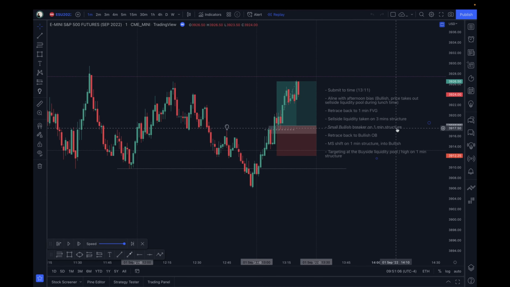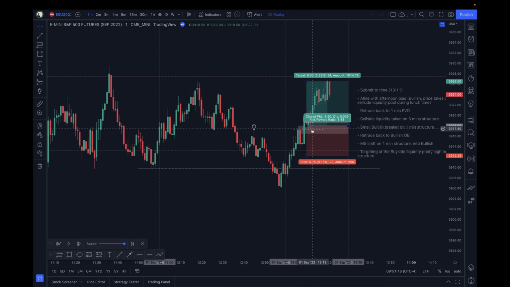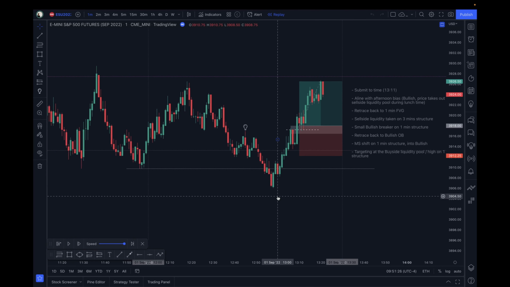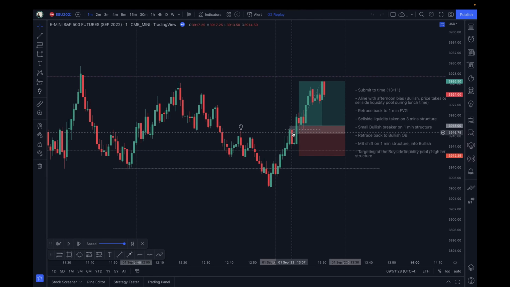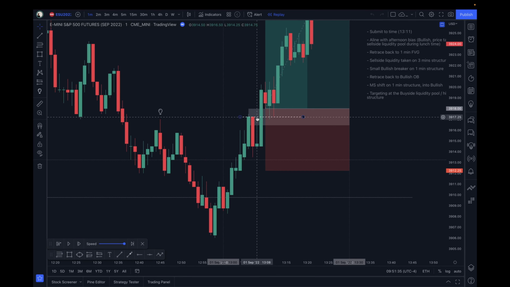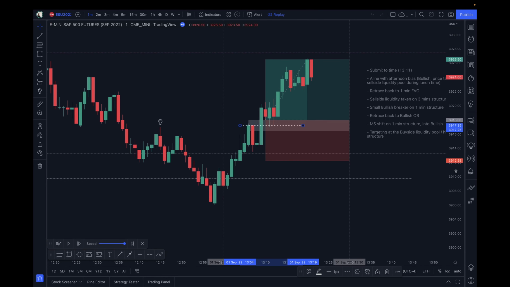Small bullish breaker on 1-minute structure. Low, lower low, higher high, and retrace back to the last low right here, and retrace back to the bullish order block right here. This red candle, and the price just hits it, the high of this bullish order block, and we might enter right here.